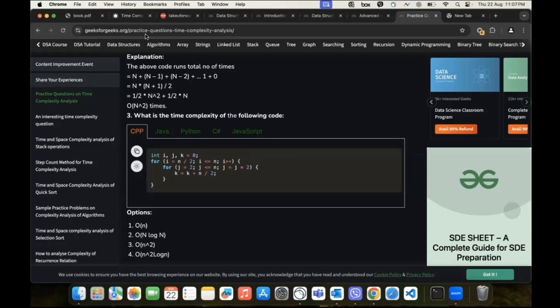Half, so n by 2 times. It could be n log n. n by 2 and this is exponential. How do we denote it? Log n, no? Then n log n. What is the fourth option? n square log n. Then it is n log n. n square log n or n log n? n log n only.